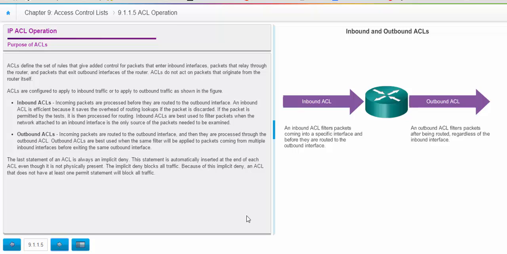The last statement of an ACL is always an implicit deny. This statement is automatically inserted at the end of each ACL, even though it is not physically present. So you've not typed it in, it is just automatically implied. The implicit deny blocks all traffic, and because of the implicit deny, any ACL that does not have at least one permit statement will block all traffic. So keep that in mind.